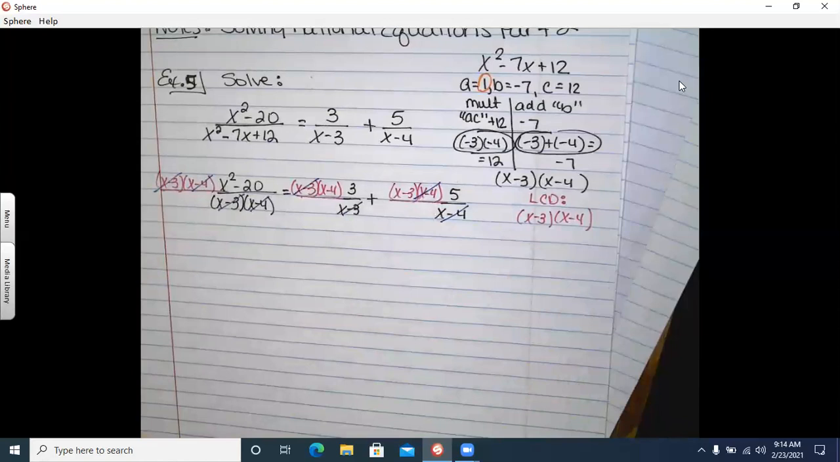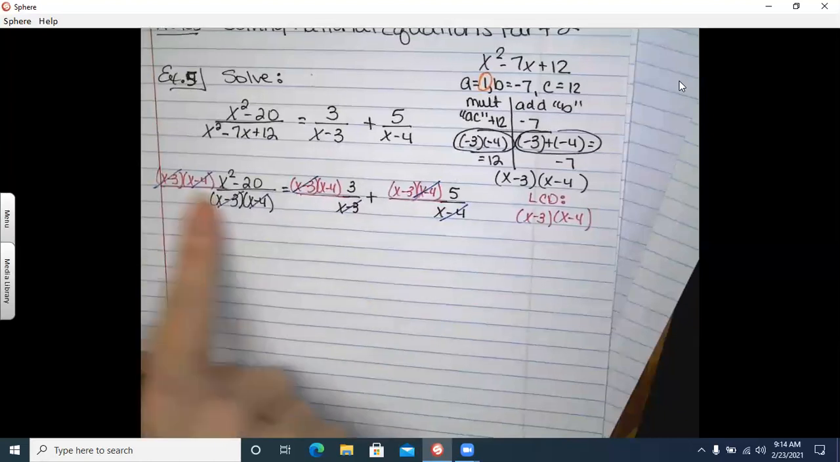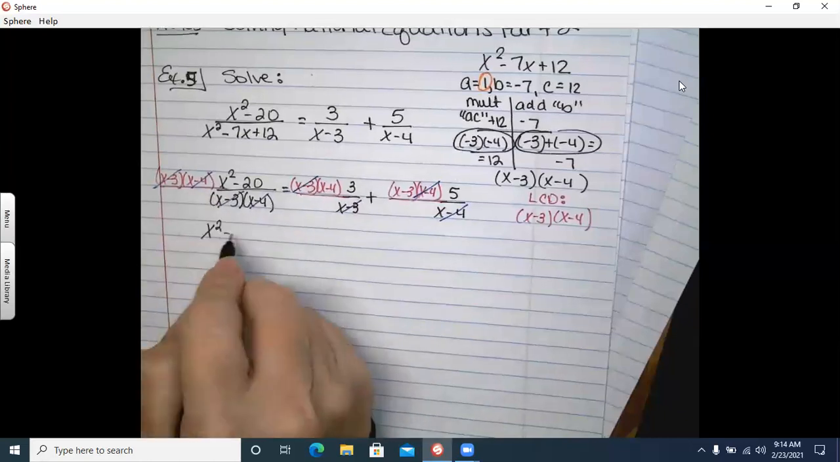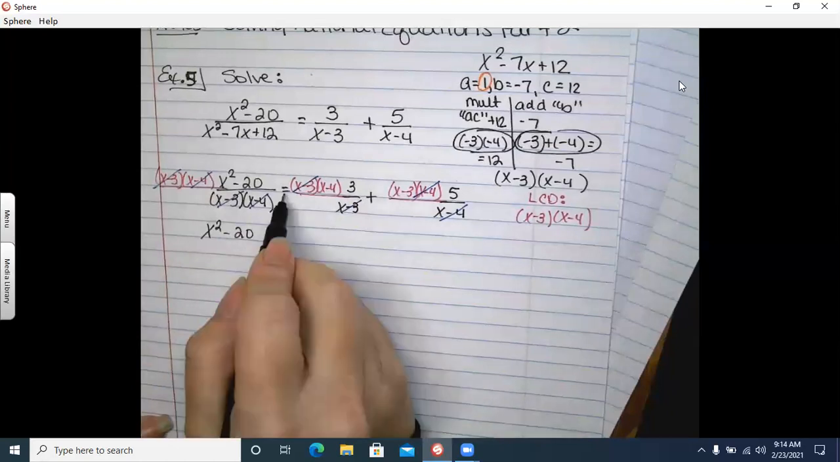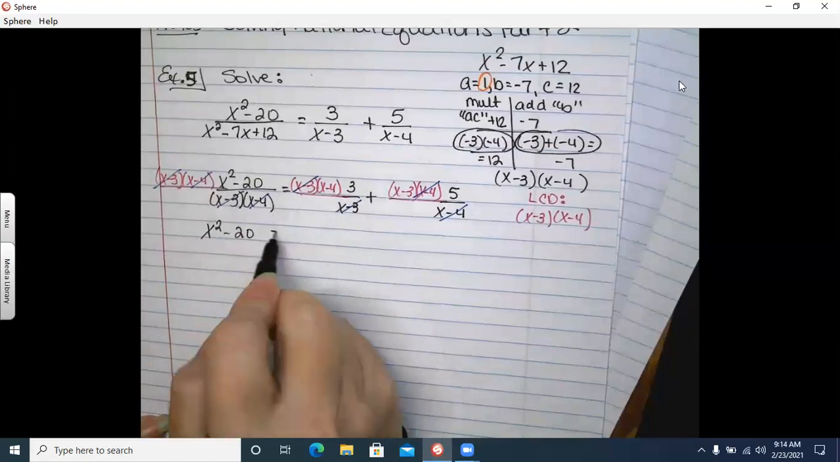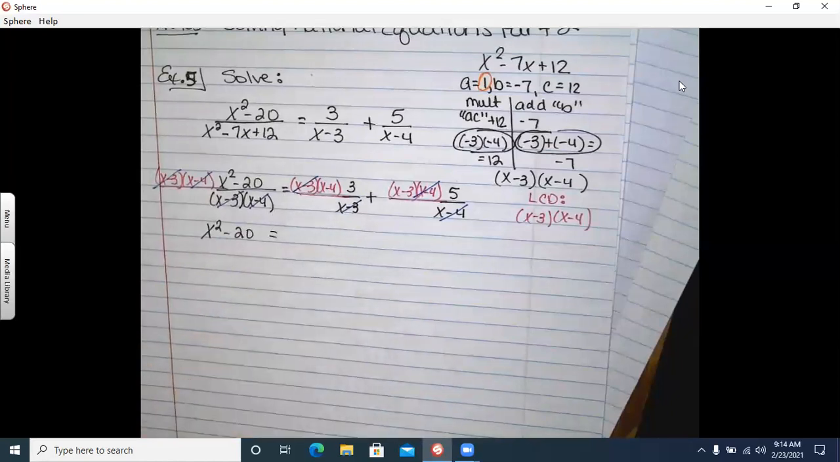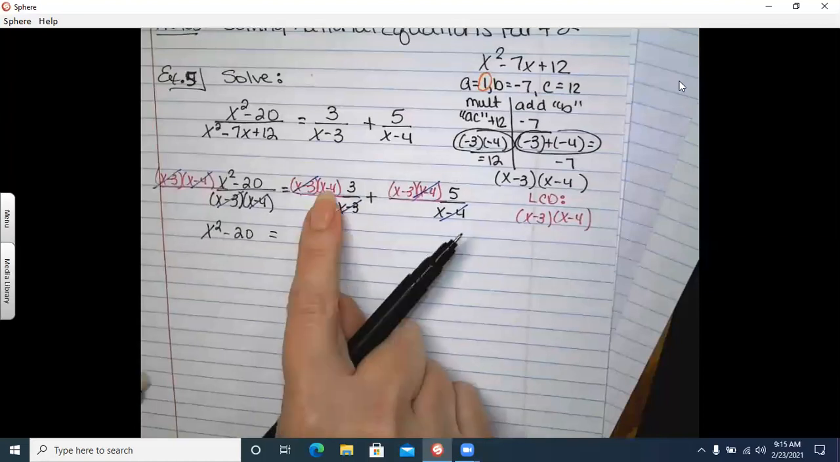So let's go to each fraction and write what's left. Any factors that are left, we'll multiply them together. But let me just write them down first. So in the first fraction, the only thing that was left was x squared minus 20. Make sure you bring your equal signs down and your pluses or minus signs down when you're supposed to. So next we had an equal sign. Next, the only factors that are left are the x minus 4 and the 3.